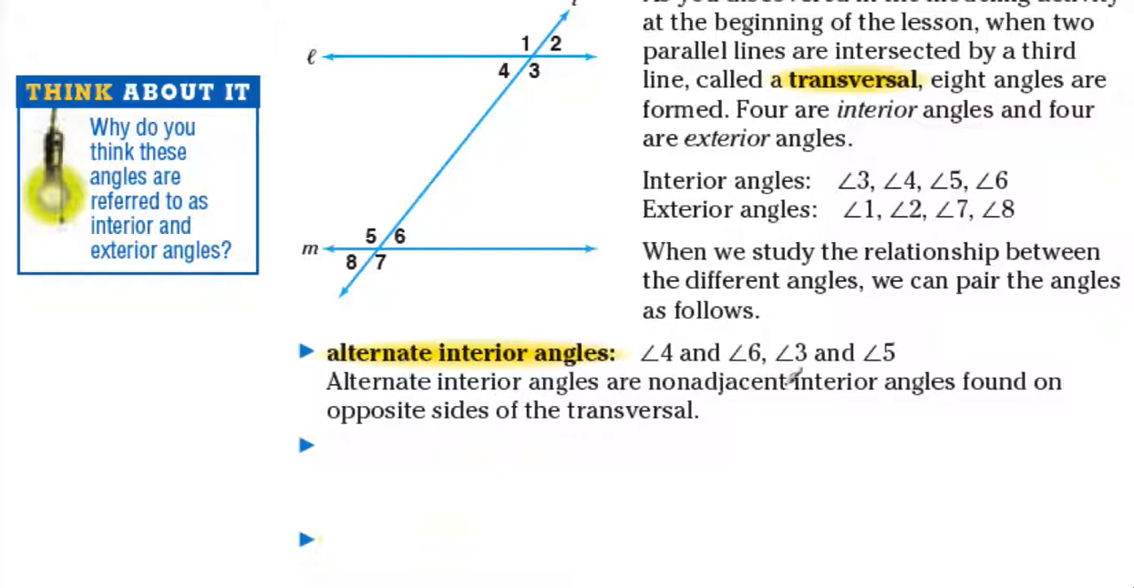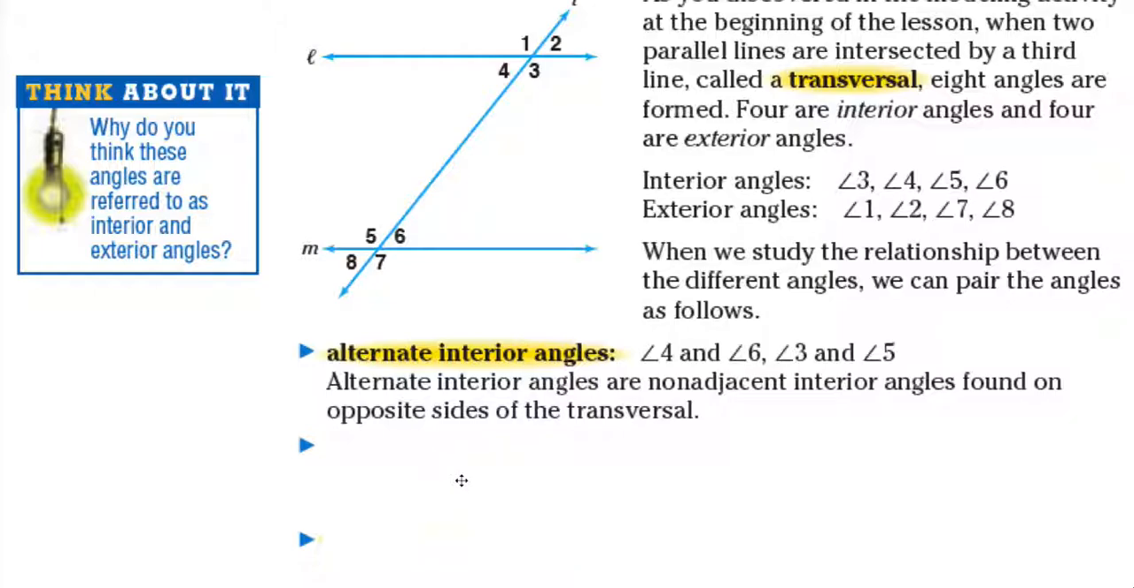So they are non-adjacent interior angles found on the opposite sides of the transversal. They alternate in terms of sides and they're non-adjacent. So they're always congruent. That means angle 4 and angle 6 are congruent. Angle 3 and angle 5 are congruent because they're alternate interior angles.